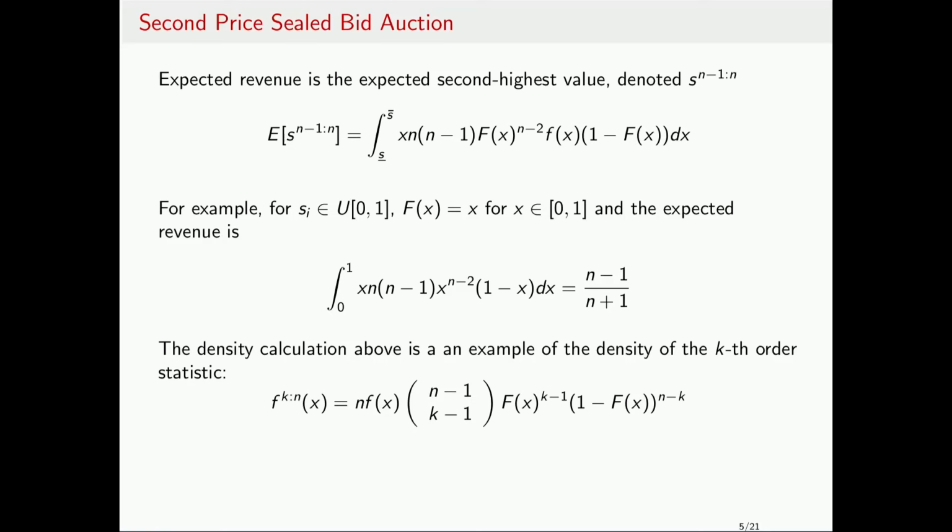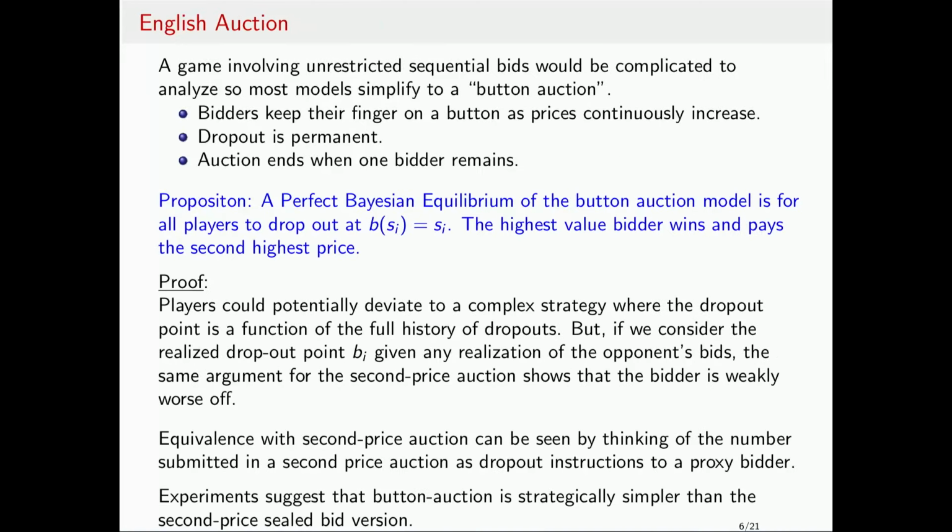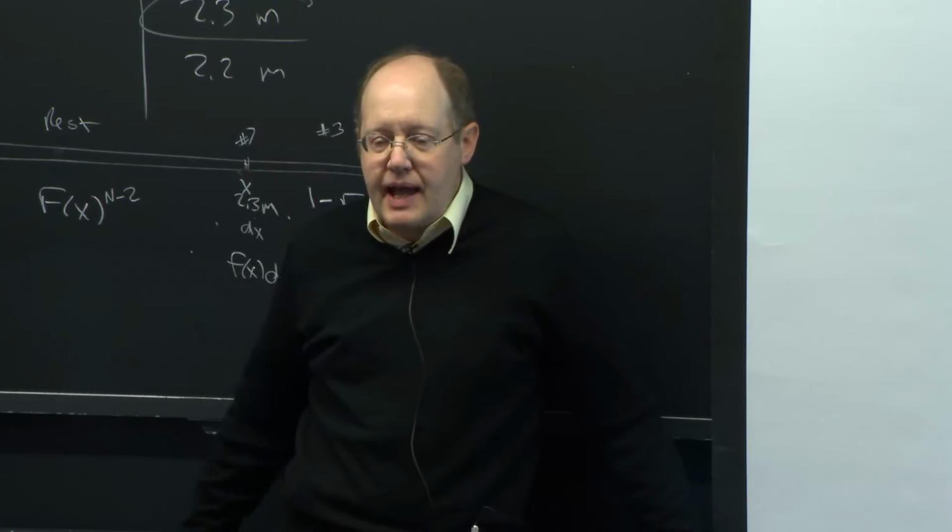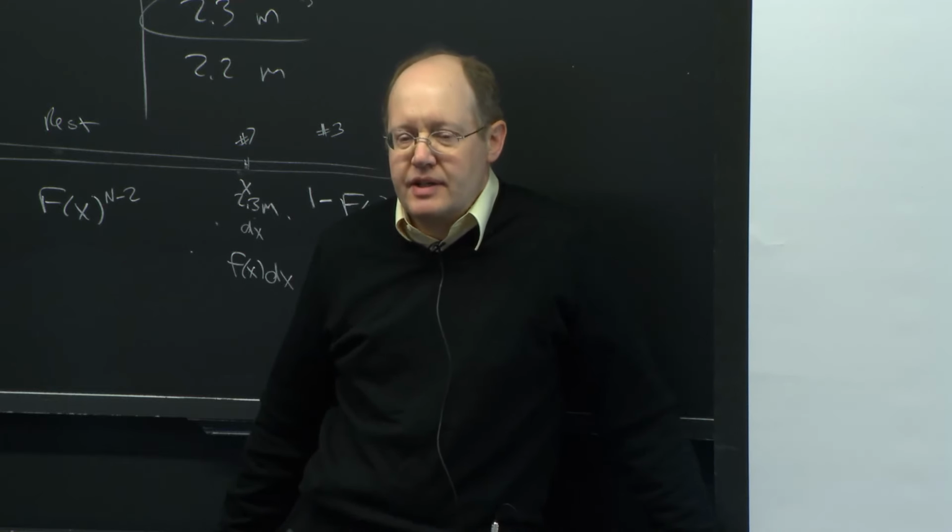Okay. And so computing expected values of auctions, revenues, you're often computing these order statistics. And when the draws are independent and people bid truthfully, that's a fairly easy calculation to do. Okay, you know, second price sealed bid auctions are this nice economic game, nice sort of model, because they're very simple.